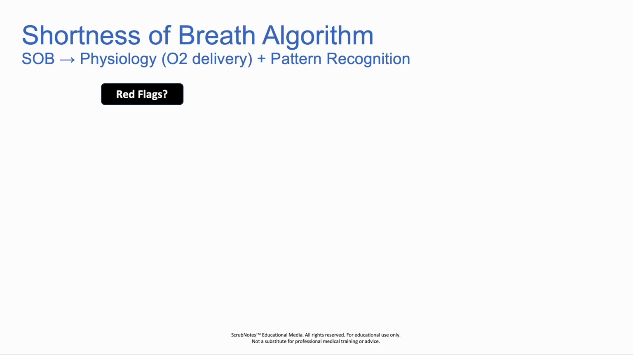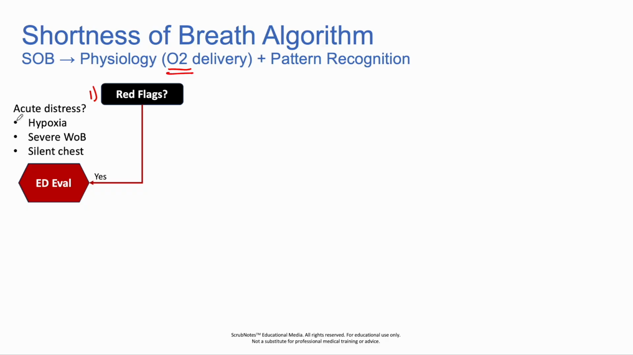Shortness of breath is really a problem of oxygen delivery, so we can localize it using patterns. Here's a little algorithm I've put together to help us do that. So first we want to ask about any red flags. So is there acute distress with signs of hypoxia, severe work of breathing, and silent chest? If yes, then we'd probably want to send for an ED eval.